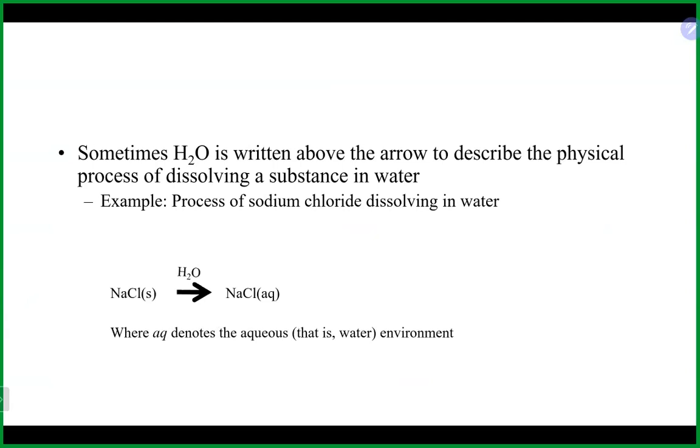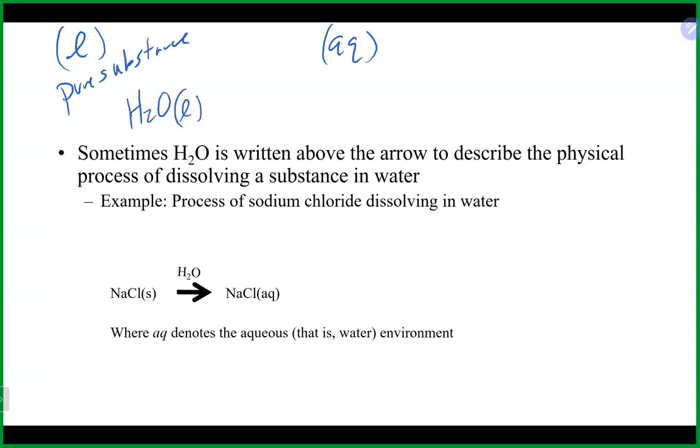So let's talk about some other things, which is sort of your question as well. We also can sometimes see water above the arrow, which would indicate that we're dissolving something in water. So to answer your question, there is a difference between the liquid and something that is aqueous. The difference is if something's a liquid, that's a pure substance, like water, for example, that would have the liquid notation. It's just water by itself, nothing else in there.